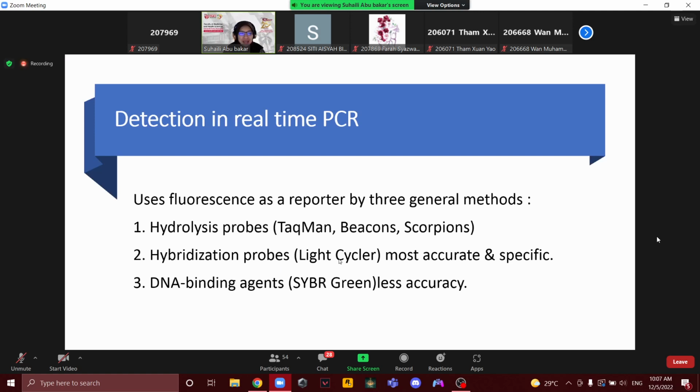This one, LightCycler, is the name. SYBR Green is a DNA binding agent. They just bind and then it gives the colors. Less accuracy because of some limitations. But this is the common one. Very common, cheaper, easy.